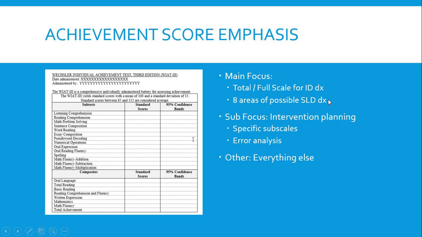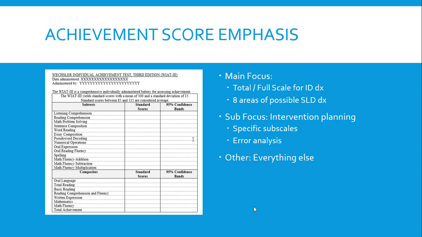And then here you have the 8 areas of possible learning disability diagnosis. And you don't need every one of these. For instance, if you're thinking, oh, I think this person has a math problem, you may want to go ahead and give all 3 of these math fluency subscales. But if you don't think the person has a math problem, maybe just basic math problem solving and computation, and that's all you need to do. And so you're going to pick and choose which scales that you give based off of your 8 priority questions.